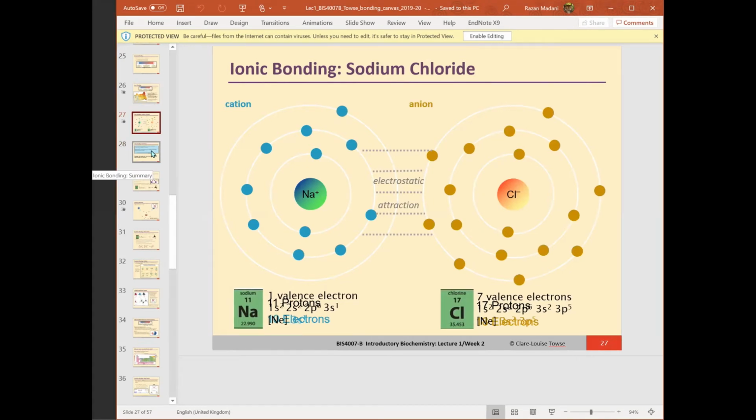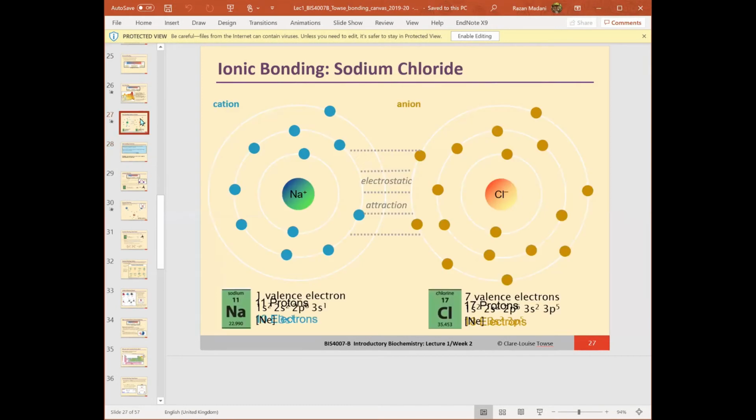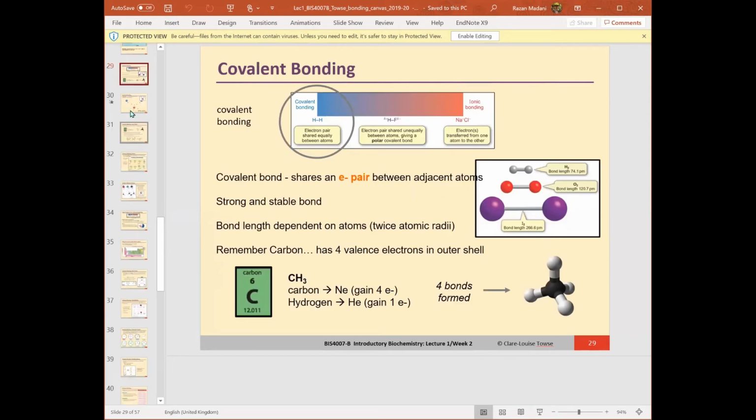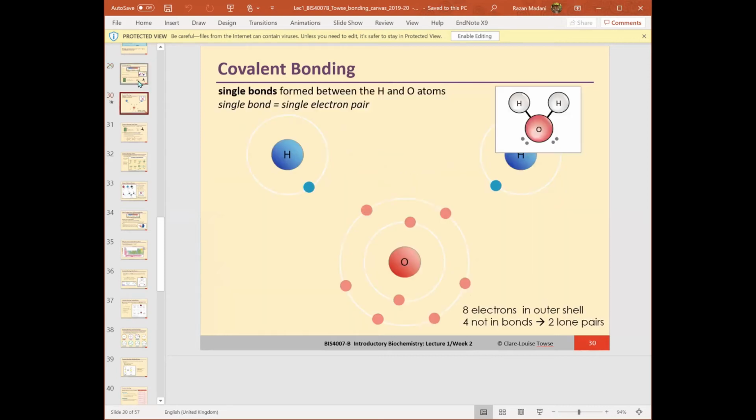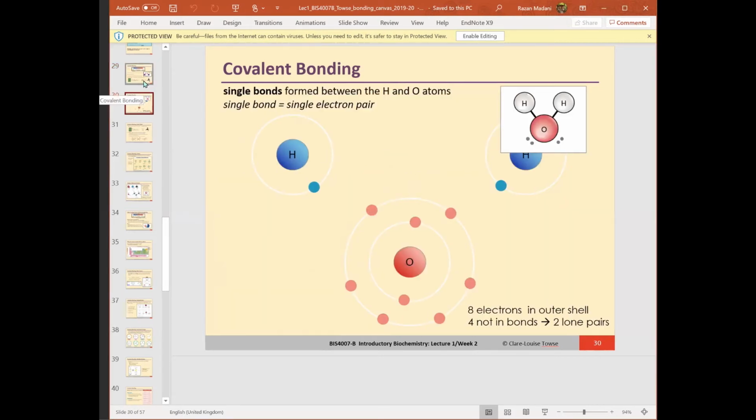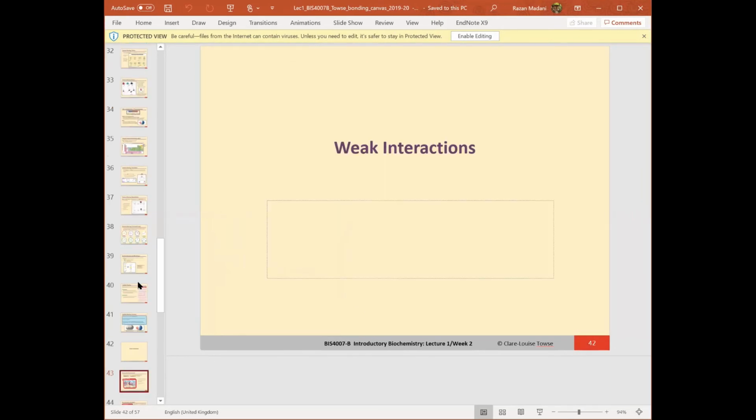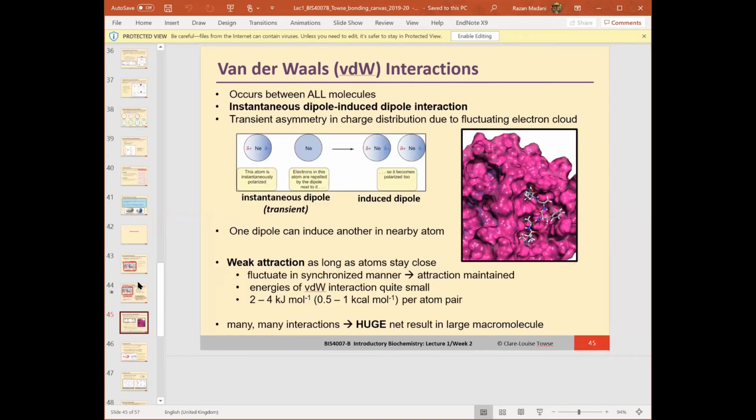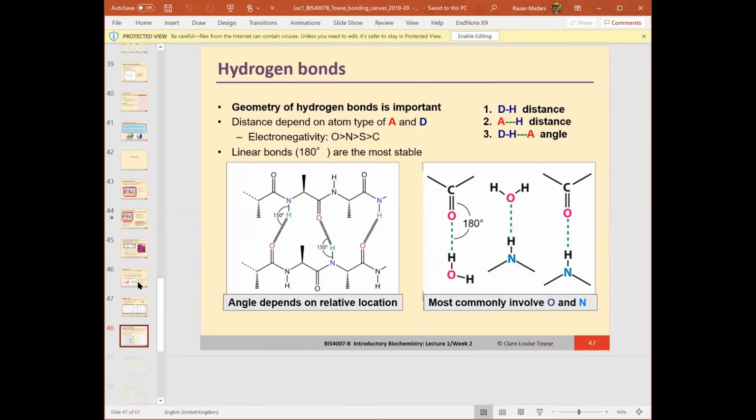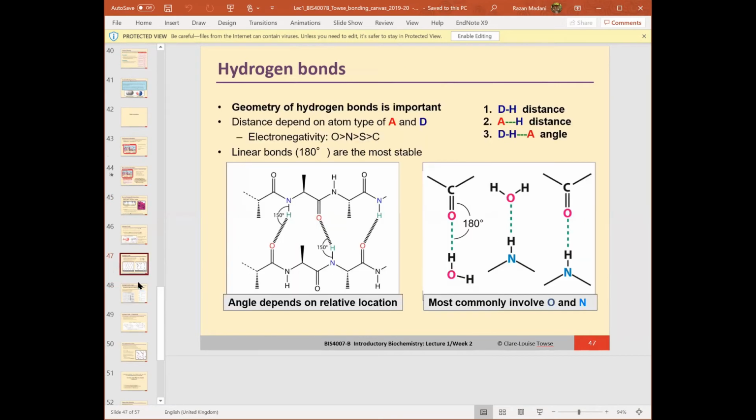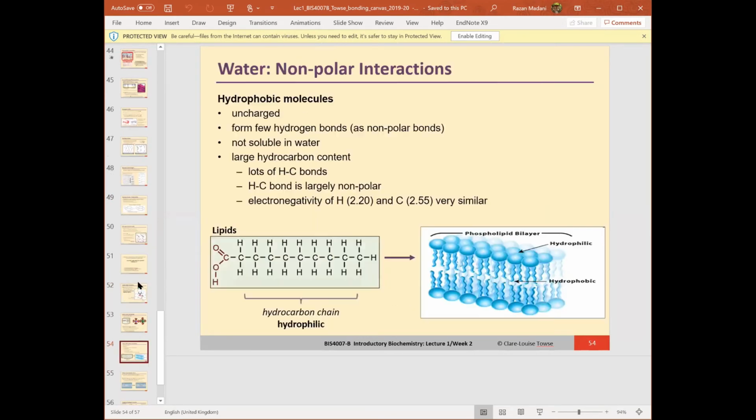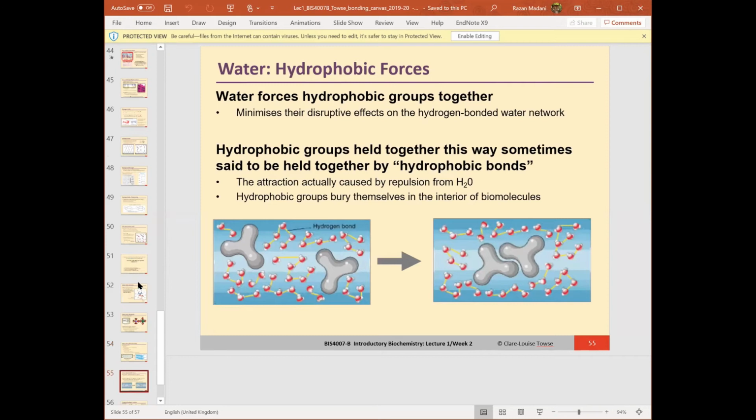Okay, so are you familiar with ionic bonding, how the attractions happen? Yeah, I should be fine with those. How about covalent bonding? Yeah, I think I'm okay with that as well. Hydrogen bonds? Yeah, they're okay. Hydrophobic forces?